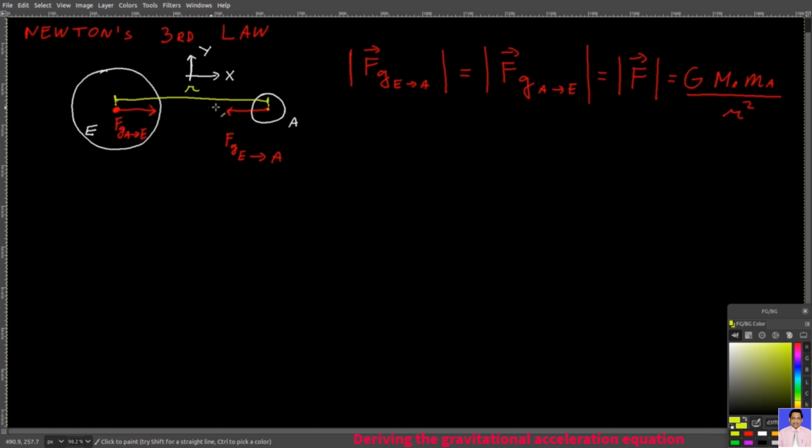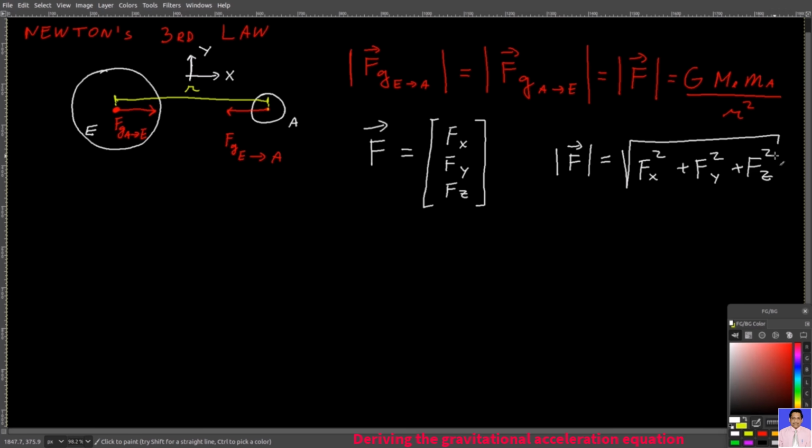Our densities are constant. Now, as a side note, I want you to know that when people write F with an arrow, it's a three-dimensional vector. But when they write the absolute value of the F vector, it's the magnitude of this vector, and you can calculate this magnitude like this: fx squared plus fy squared plus fz squared, and then you take the square root of everything.